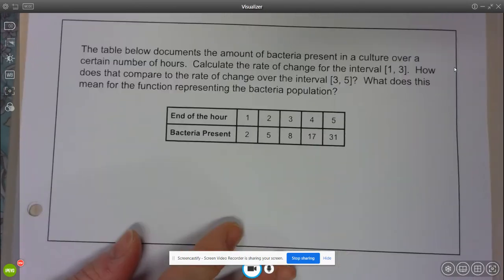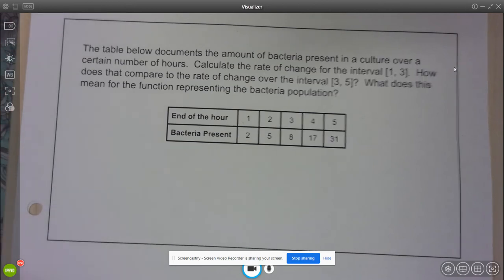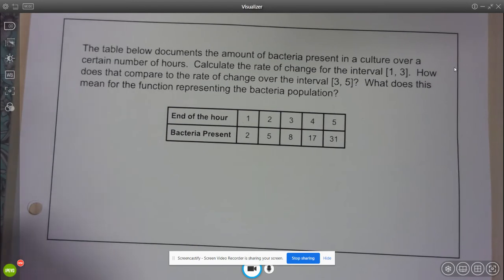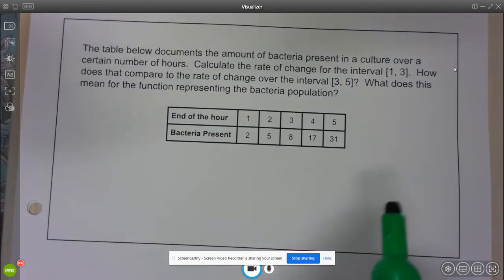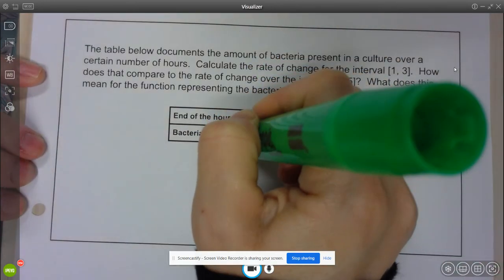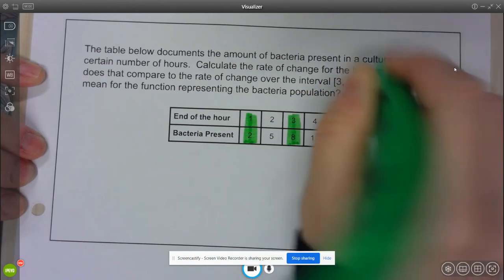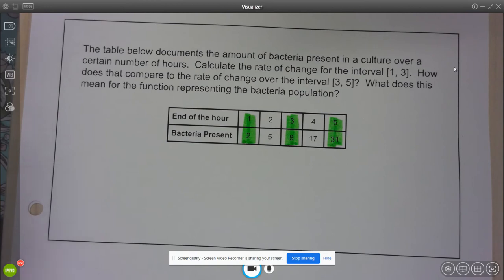The next one we're going to look at is a table. It's documented the amount of bacteria present in a culture after a certain number of hours. And our goal is to compare the interval from 1 to 3. So here's 1 to 3. And then I'm also going to compare 3 to 5. And then we're going to look at what this means for the function itself.